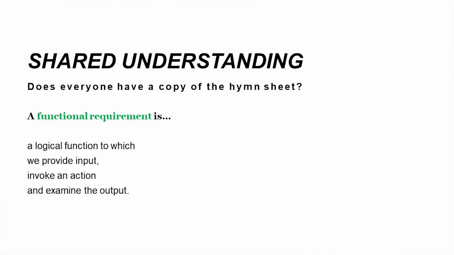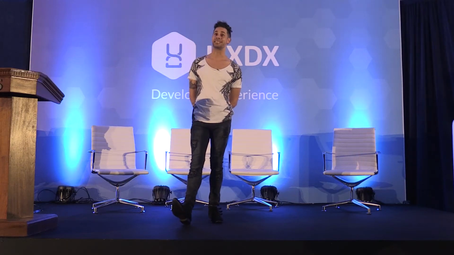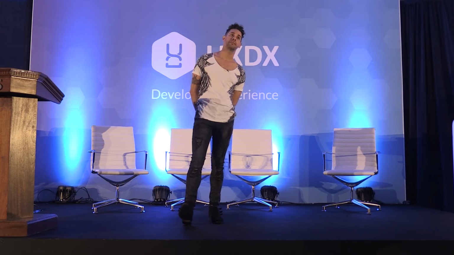If we have a system, we're going to pass something in, we're going to do something in our customer journey, and then we're going to establish a particular condition. It's exactly the same thing. So what it means is that turning functional requirements into acceptance tests, into unit tests, into working software can and should be done from exactly the same set of criteria. Exactly the same.